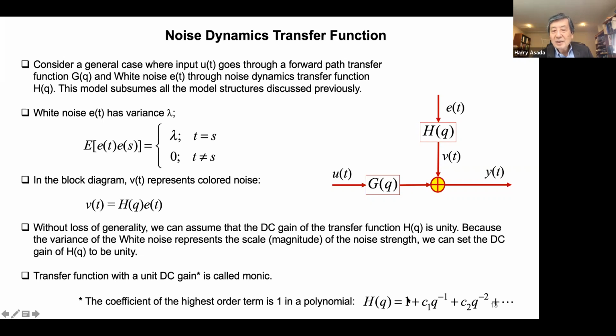The reason is that the magnitude of this is represented in the variance lambda of e(t), right? So we don't have to model this twice, in terms of the magnitude here and here. The magnitude is all involved in e(t), that's lambda, okay? So that's why we assume that H(q) has a first term of 1. And such a polynomial with first term 1 is called monic. This is the highest order coefficient, out of the q to the minus 1 terms, so the highest order coefficient is 1. That's called monic.